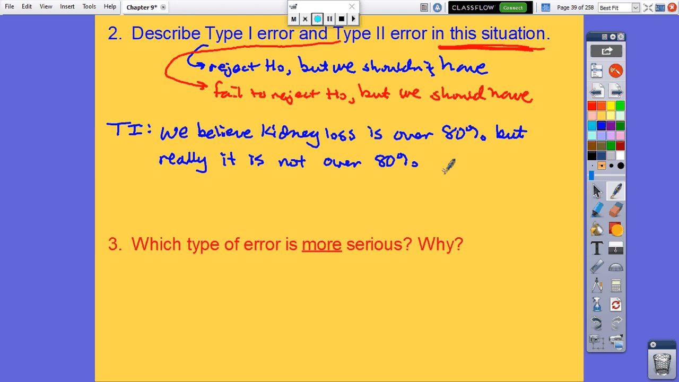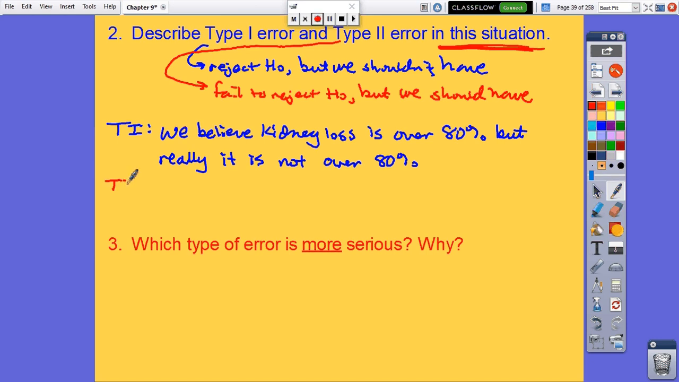Now, if you wanted to say that it's still really 80%, that it's still really the null hypothesis, you could. You could say that it's really at 80% or less. But what we want to say is that it's not over 80%. So I would just state it as this: we believe kidney loss is over 80%. If we think that, we think these patients are going to go on dialysis more, and we think this medicine that they're on is really hurting them more than anything. But really, it's not over 80%. So again, we think that the medicine is harming them, but really it's not. All right? So type 2 error.